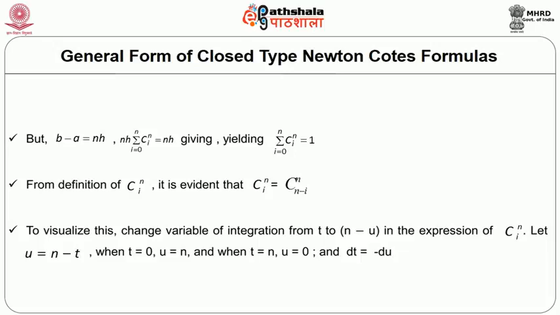Now this property NCi equal to NC(n minus i) can be derived very easily. Look at the form of NCi's.